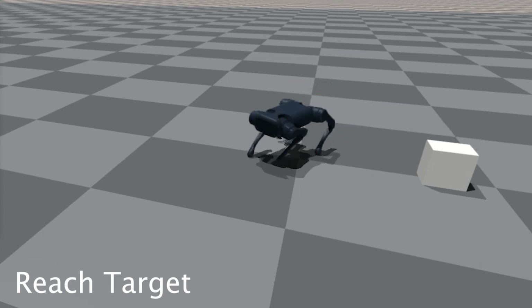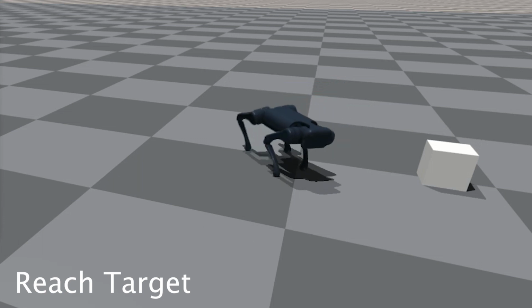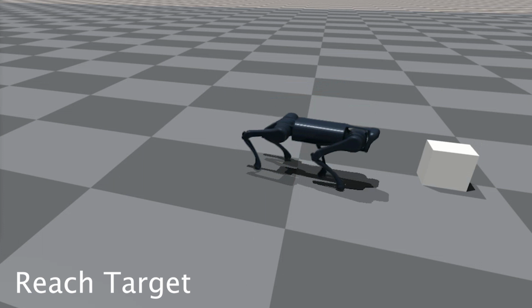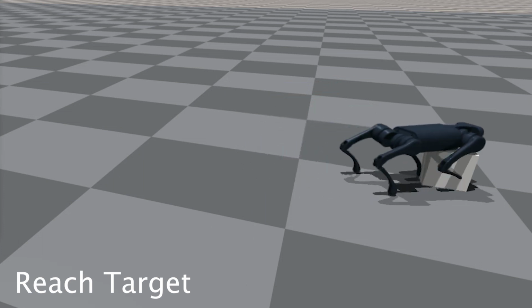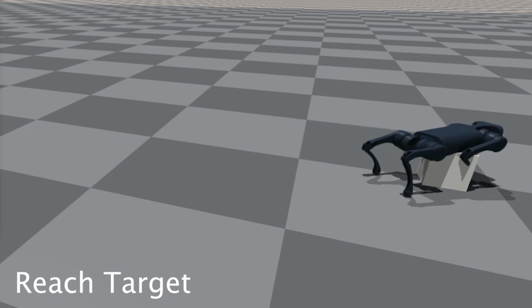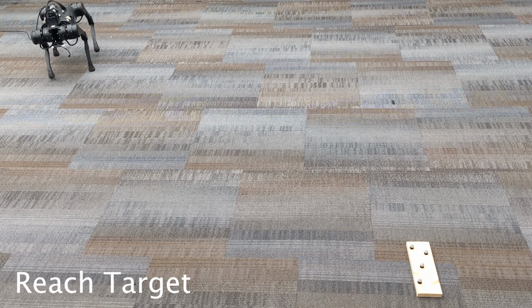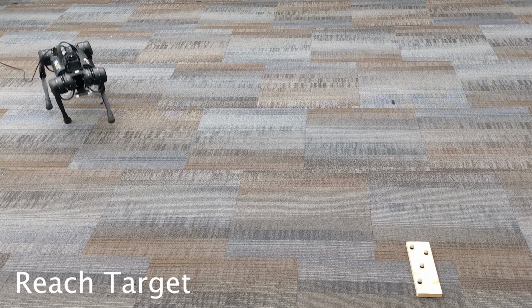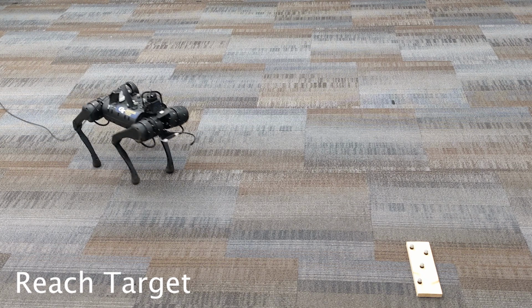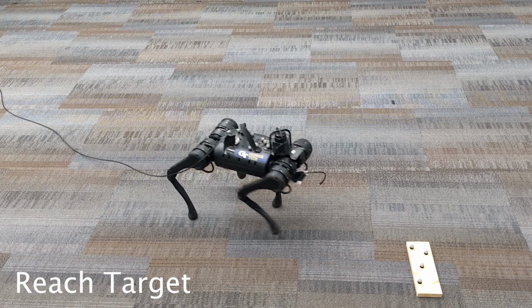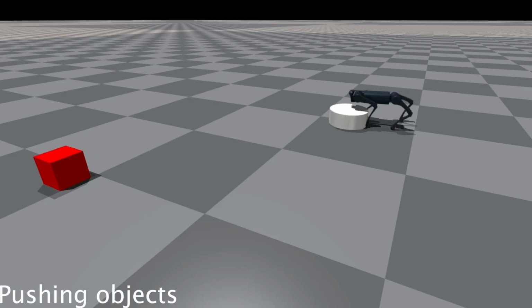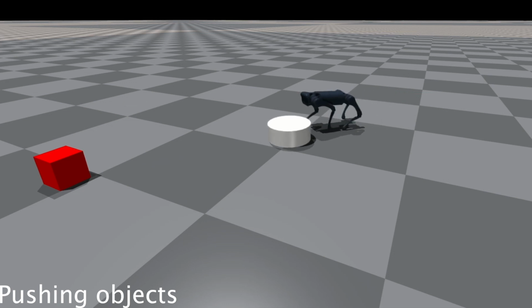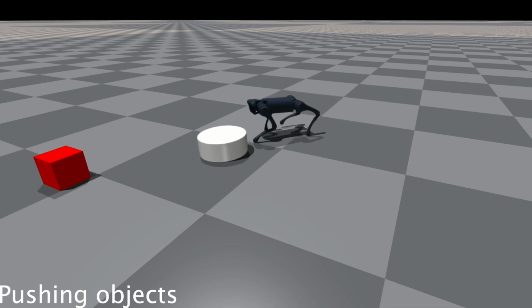Next, we build more complex skills using combinations of these learned skills. To reach a target, the robot uses a combination of turning and walking skills, and we transfer it to the real world by adding mocap markers to a sheet of cardboard and making the robot navigate to it. We additionally train a manipulation policy that can push an object to a target location.